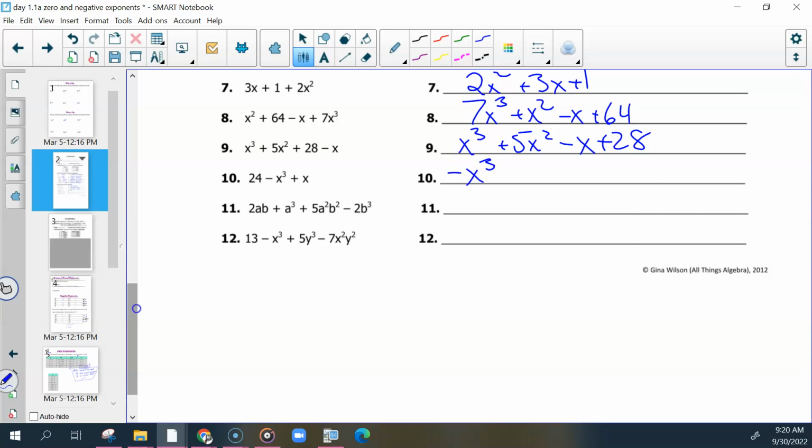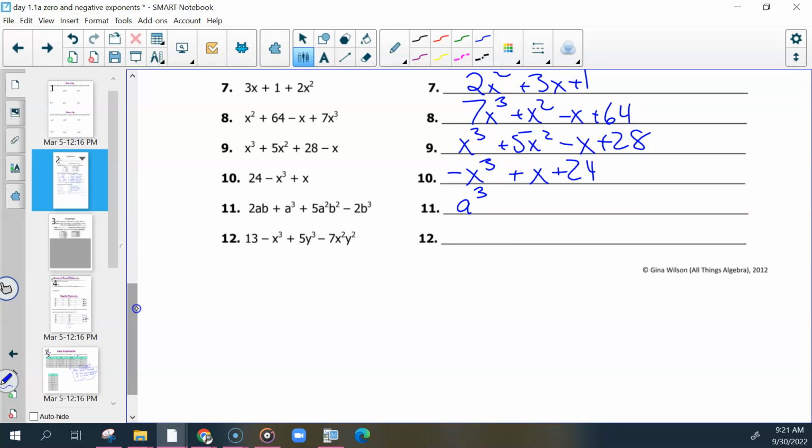And then x, and then 20. Right. With this one, 11, we have A's and B's. So the order in this has to be alphabetical. So the A to the third will go first because it's by itself.